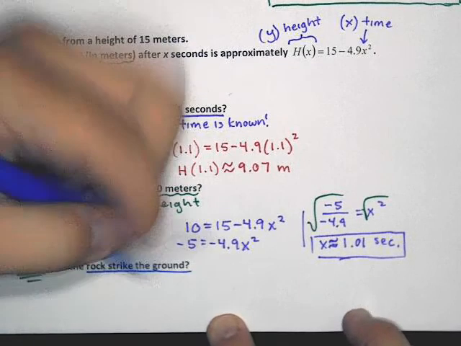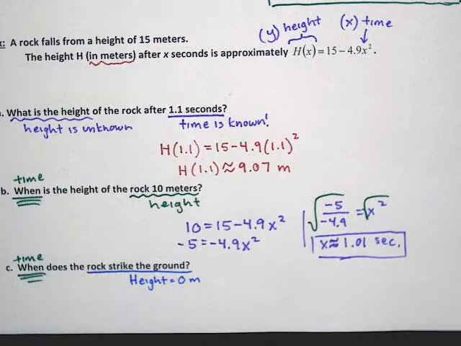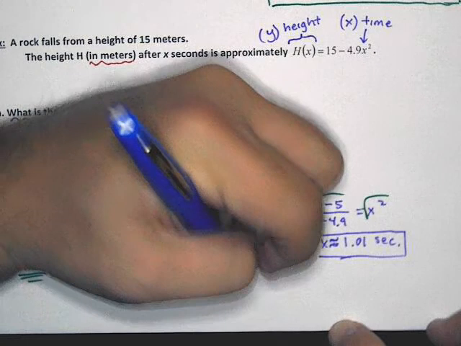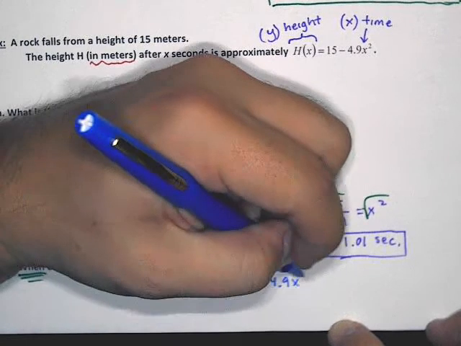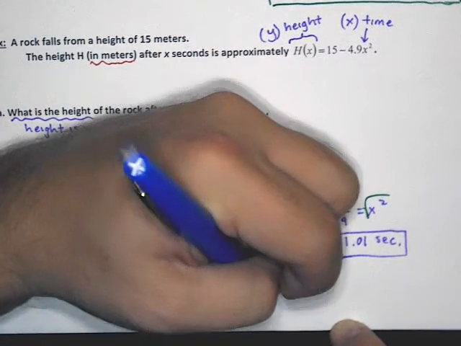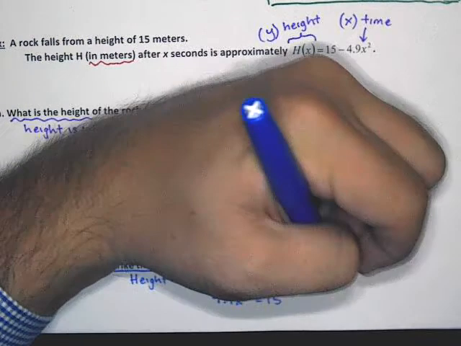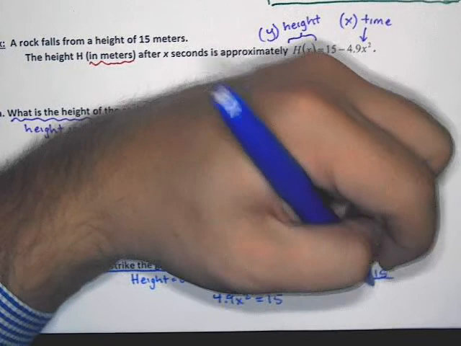If you said that the height will equal 0 meters, then you're right on it. That's exactly what we do. When the rock strikes the ground, the height will be 0 meters. So it's the same thing as letter B, except now we use a 0 instead of 10. So 0 equals 15 minus 4.9x squared. And then I'm just going to move the 4.9x squared over to equal 15. And then I'll divide both sides by 4.9, so I'm left with x squared equals 15 over 4.9.